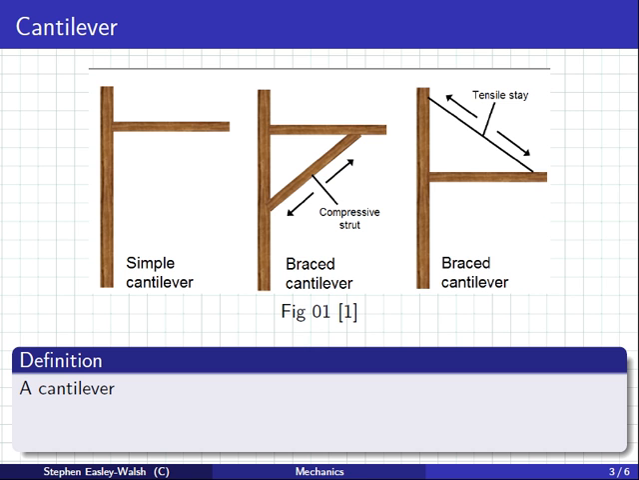You fold the table out and you put the support under it, or something like this. The next one is called the braced cantilever, and this is called the strut. The last one's called the braced cantilever, and this is called the stay. It's like a string. Where might you see a braced cantilever?